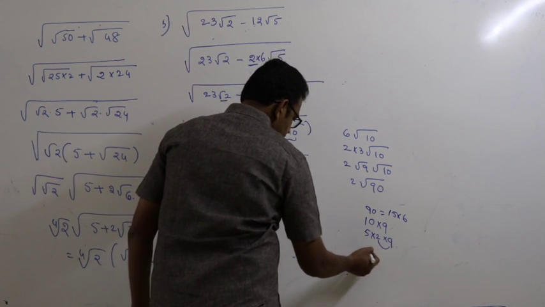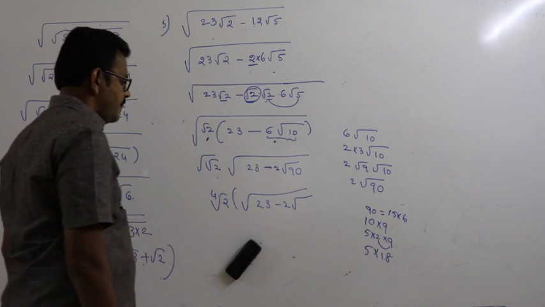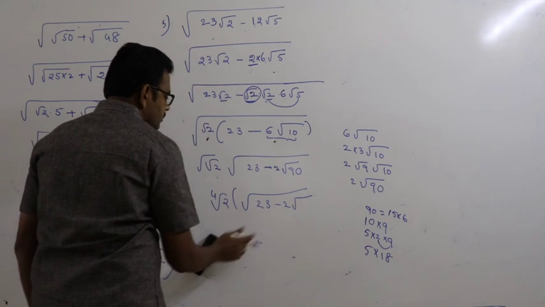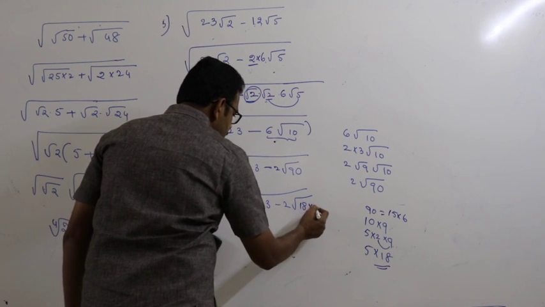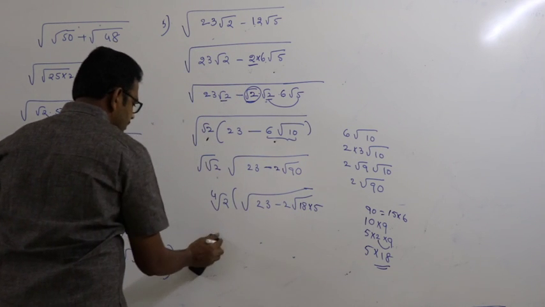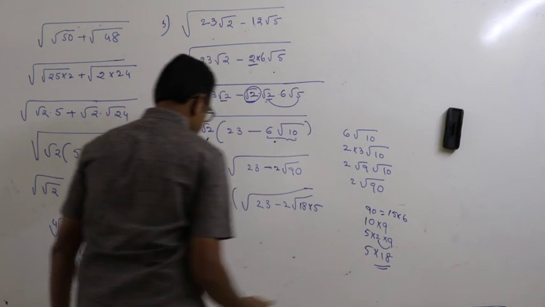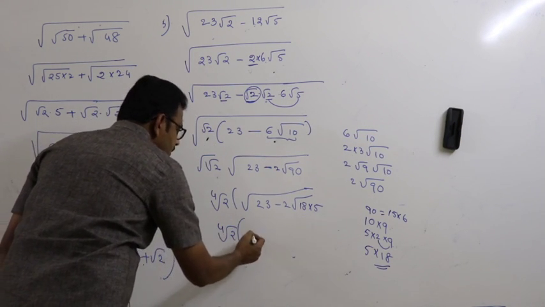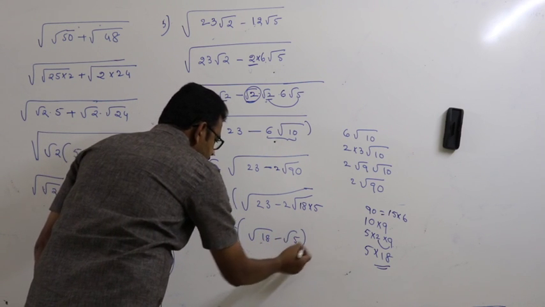And also these together, this is 5 into 18. So this is the combination: 18 into 5, and 18 plus 5 is 23. So this is 4th root of 2 into root 18 minus root 5.